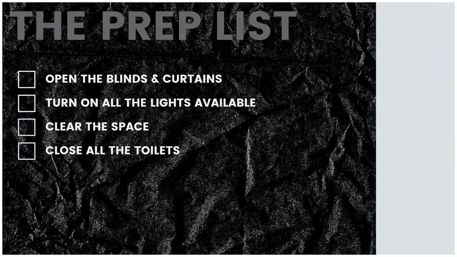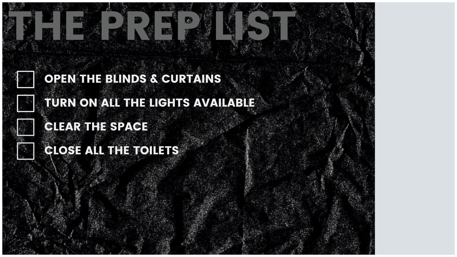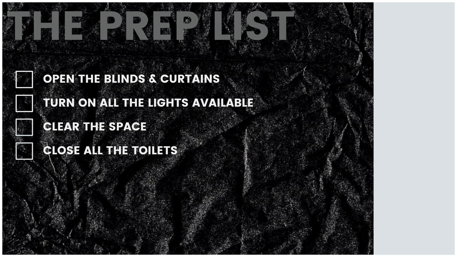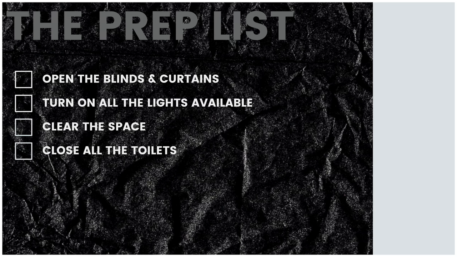Step two, stuff all the things you do not want in the shot in the closets if possible, and close all the toilets. I think of all of this as one step. Turn on all the lights, clear the space, open the blinds, close all the toilets. And as you power walk through the property, make sure to do all of those things before setting up the camera to shoot. There may be some shoots where you have a limited amount of time on the property.